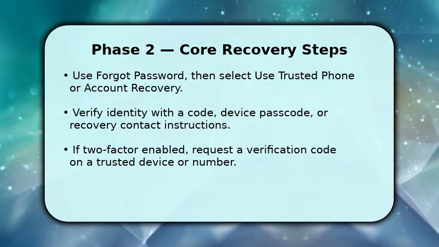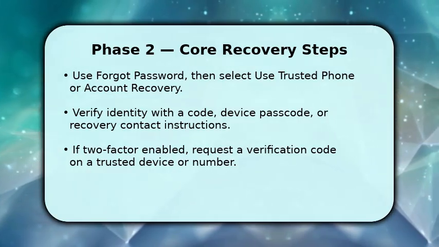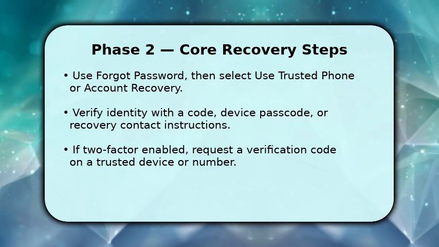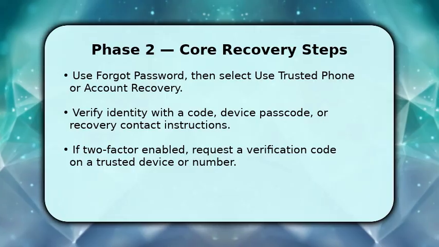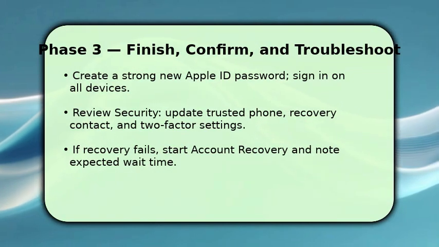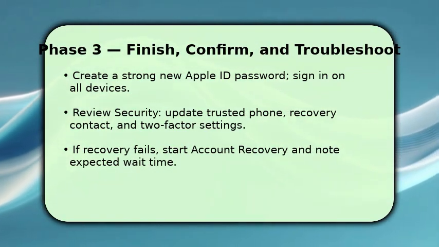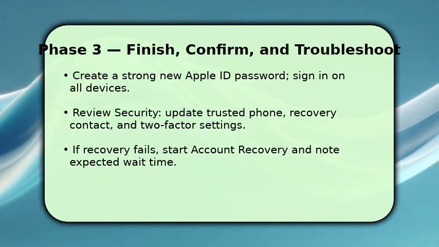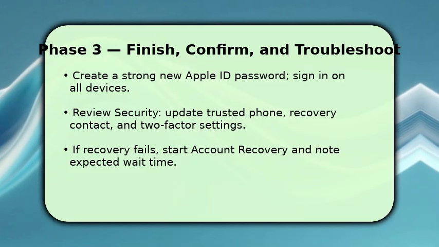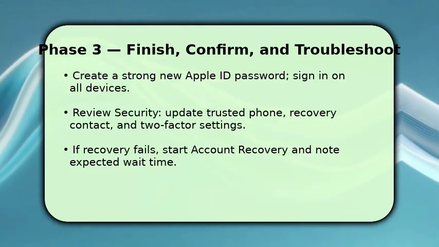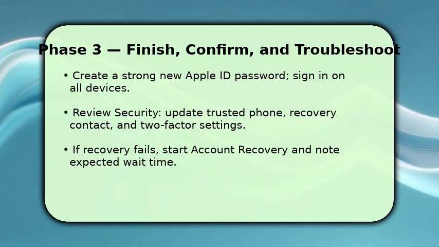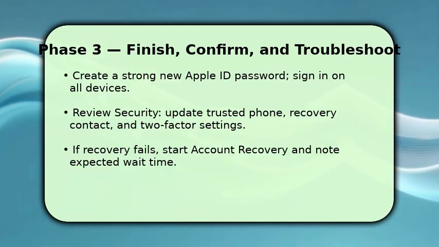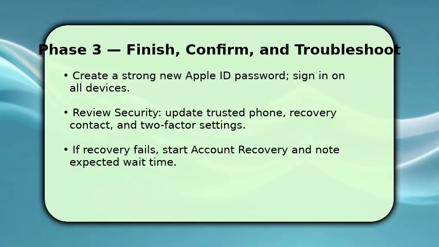Once the code is accepted, you can create a new password and update authentication methods to avoid repeating this. Finish by choosing a strong, unique Apple ID password and sign in across your devices so settings sync. Once signed in, review security, update your trusted phone and recovery contact, and confirm two-factor authentication is active. Make sure iCloud and Find My are functioning. This restores full access.